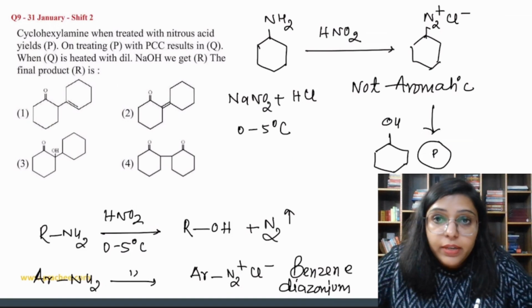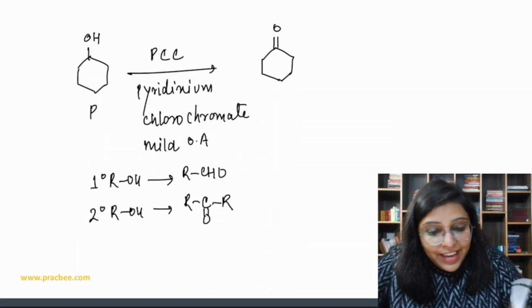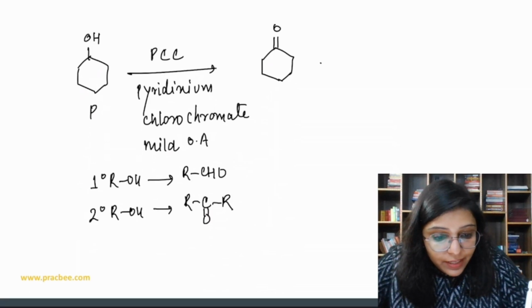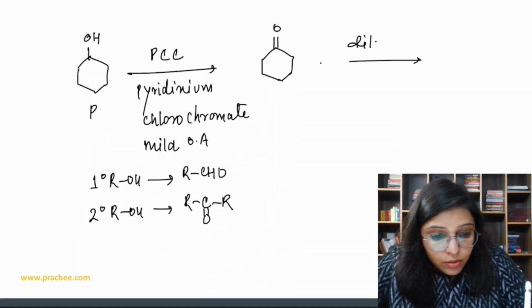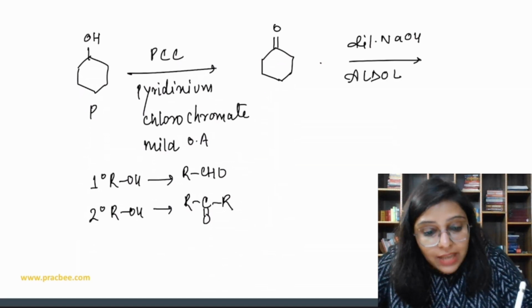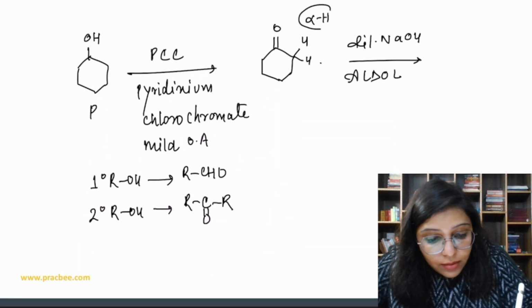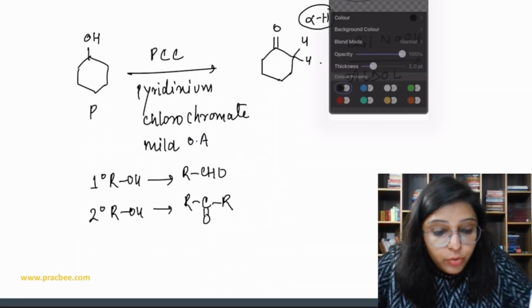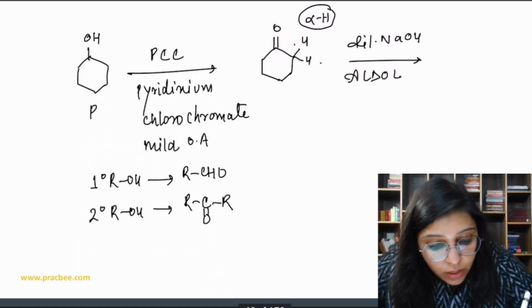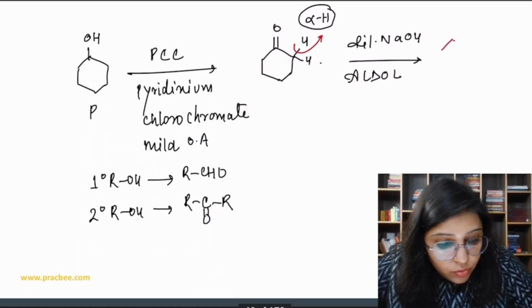When Q is heated with dilute NaOH, we get R. So we have a ketone. Now if it is heated with dilute NaOH, it means we have to perform aldol because alpha hydrogens are present. So first, in the presence of NaOH minus, we just remove a hydrogen. So we write double bond O and negative.